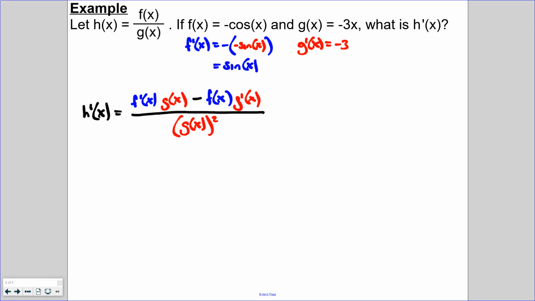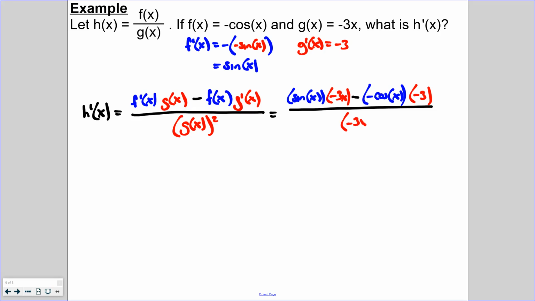Alright, then from here we're just going to plug in all of our different functions. So let's see, f prime of x is going to be sine of x times g of x, which is negative 3x, minus f of x, which is negative cosine of x, times g prime, which is negative 3. And that's all going to be over g squared, or negative 3x squared.